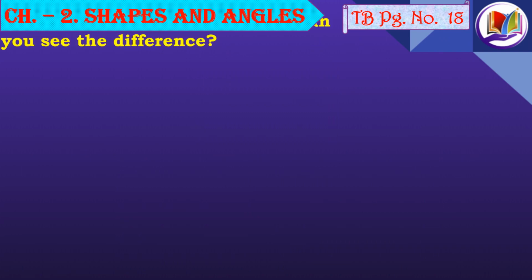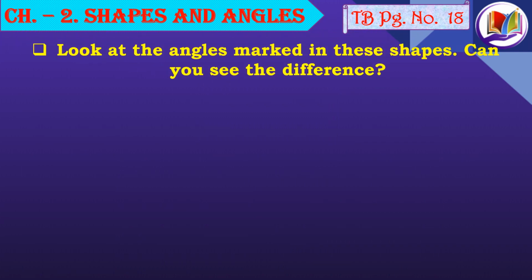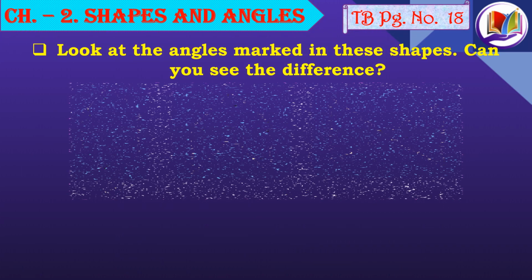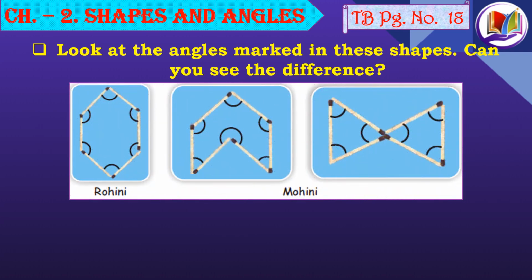Now children, let's try and find out the different types of angles formed by Rohini and Mohini using the same number of matchsticks. Now Rohini uses 6 matchsticks to form the shape, and if you observe, the angles marked above and below are exactly right angles, whereas the rest of the angles are obtuse angles. Now let's look at the figure that Mohini has made.